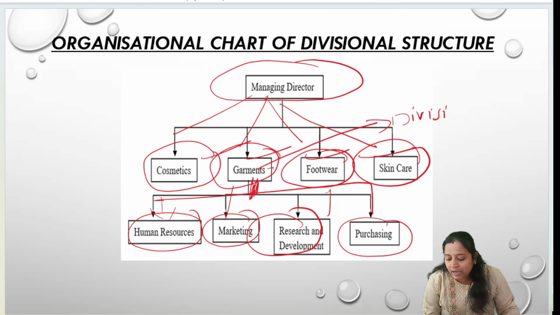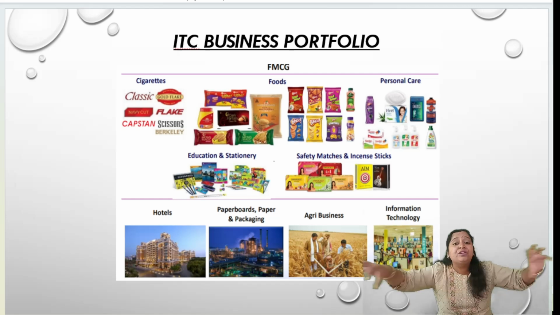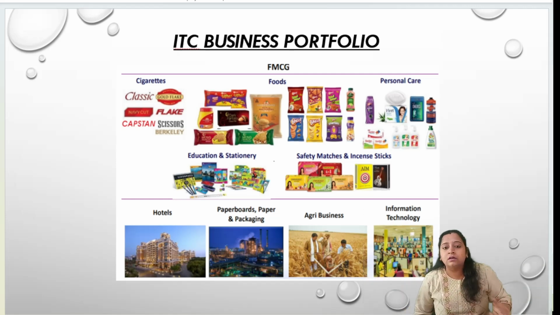Coming to the next, I'll take one example of this. So I hope you people have heard of the ITC company. What is the full form of ITC? Imperial Tobacco Company. Yes, very good. When you see the ITC portfolio, ITC is into different fields. They are producing products related to different categories. Whatever products they are producing, I'll just put a picture on your screen.